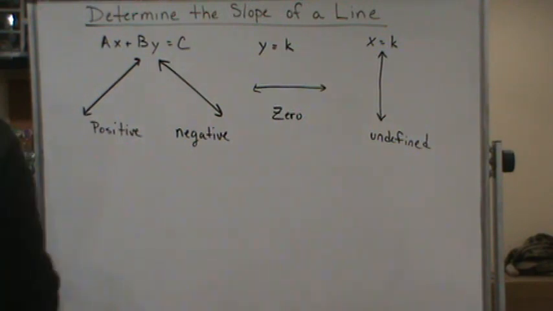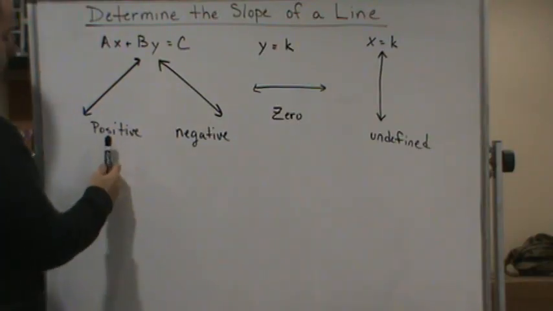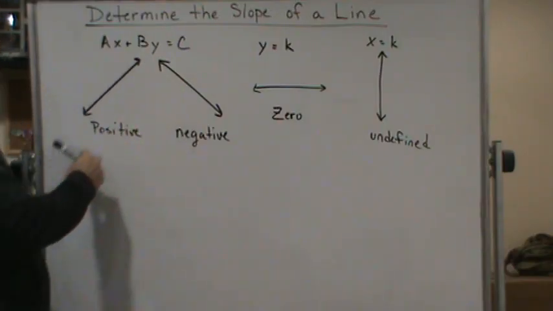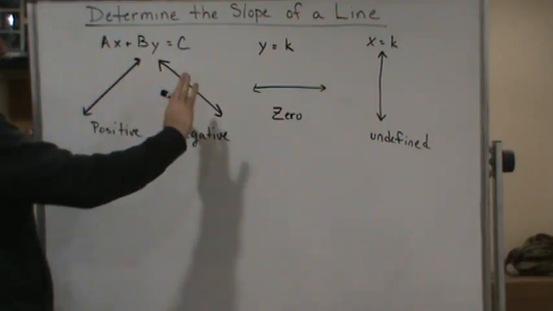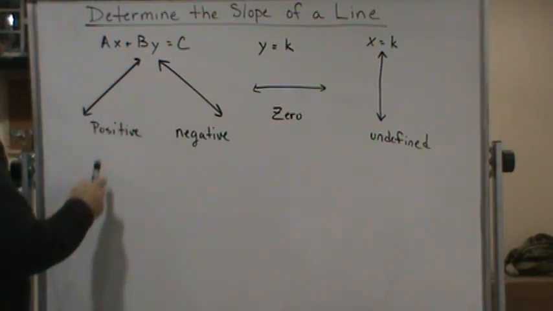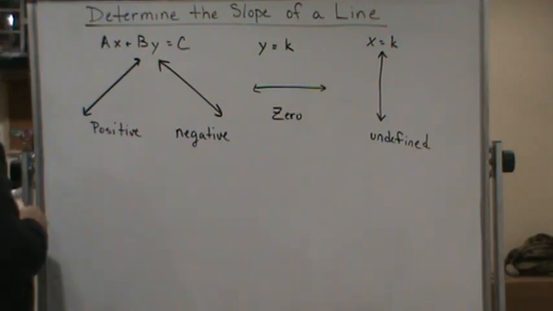All right, welcome back. Now, let's talk about the slope, but let's look at what the slope tells us about the graph of the line. So let's look at both positive and negative slope. A positive slope looks like this. It means that the line is going to go up from left to right as we're reading. We always read left to right when we're talking about graphs. So if it goes upward from left to right, we say it has a positive slope.